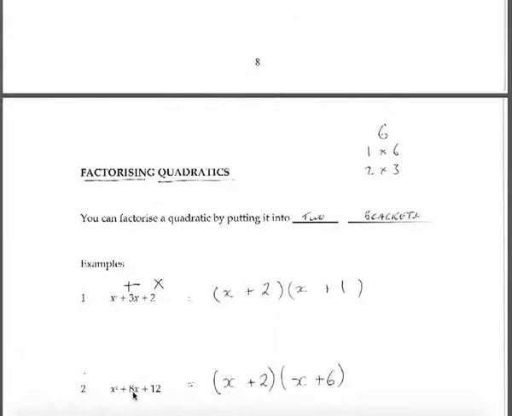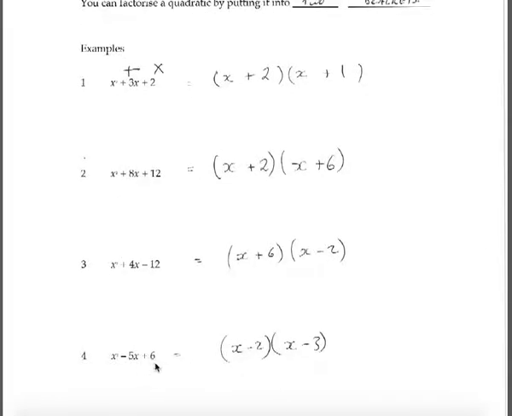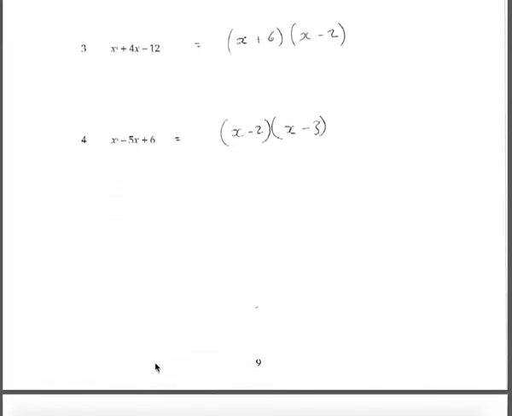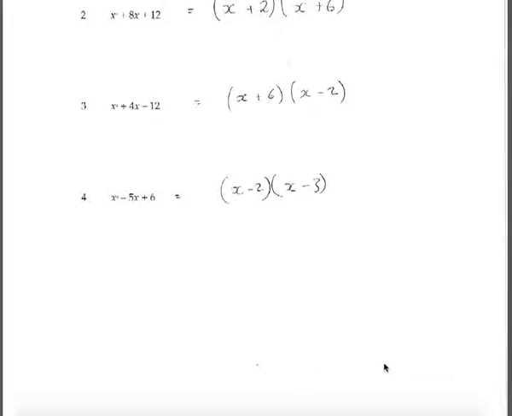X squared plus 8x plus 12, so I need two numbers that add to give 8 and times to give 12. So there they are. Now you should stop the video for a moment and try the remaining examples on this page, and then restart it and look at the answers. Add to give 4, times to give minus 12, add to give minus 5, times to give plus 6. So that's factorising simple quadratics, and we'll probably stop there and do an exercise to practice that.